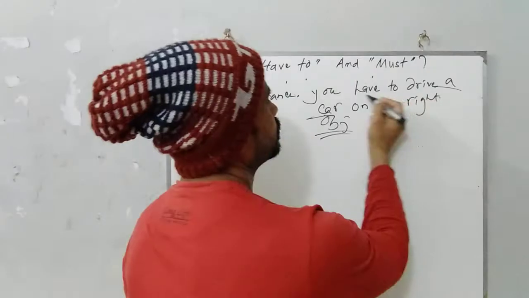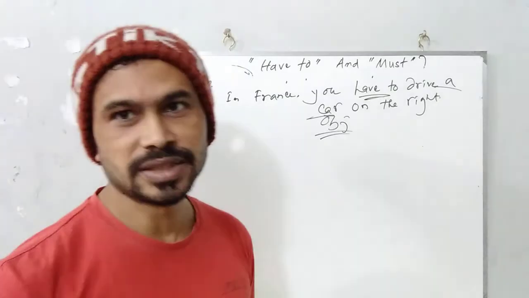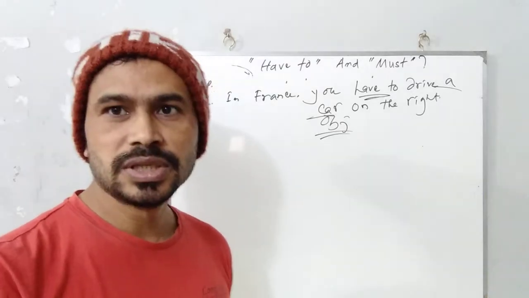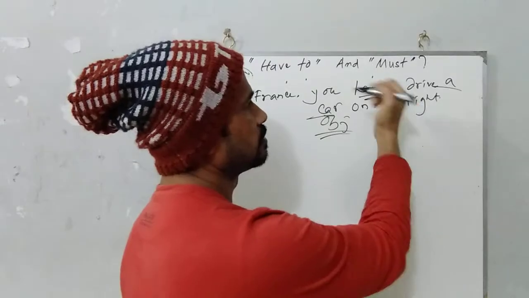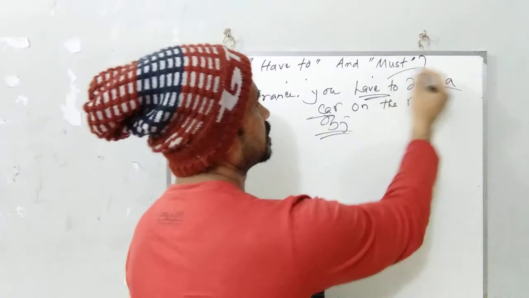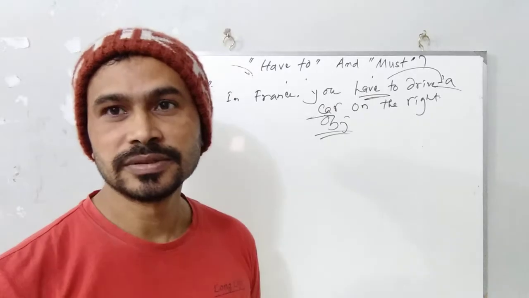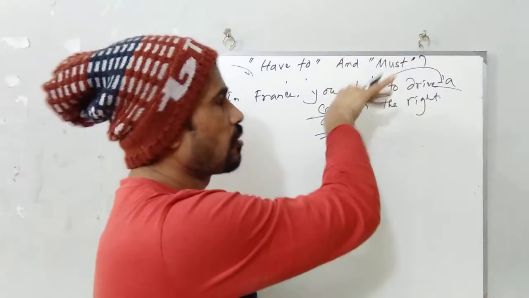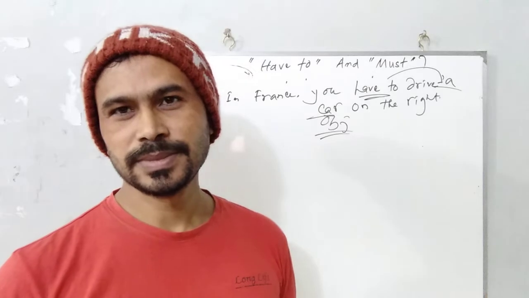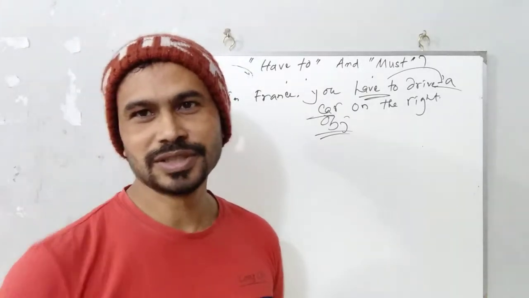So have to what? Have to drive what? A car. A car is an object, and have to is used here for objective obligation. Have to emphasizes the object, a car. That's why we can call this sentence objective obligation. Okay, so remember it. Don't forget it.